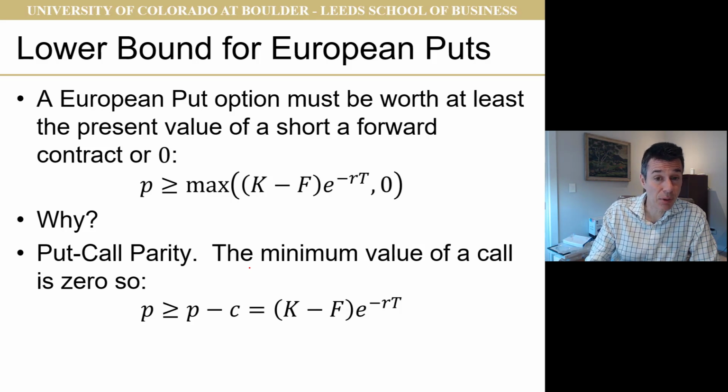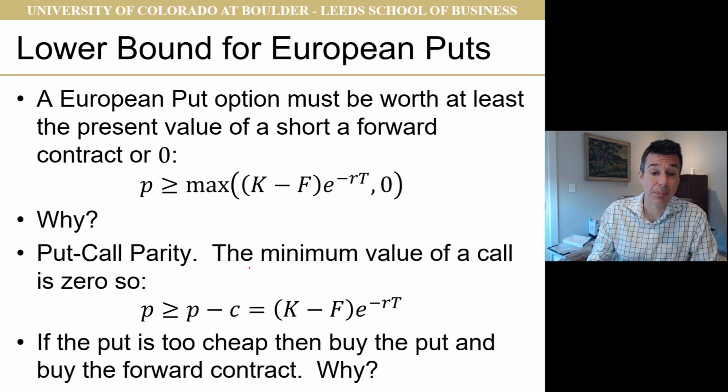Changing signs, we have minus call is equal to the present value of being short a forward contract. And now we have exactly the same argument: because the minimum value of a call is 0, the European put price is bigger than or equal to the put minus the call. Again, if the put is too cheap, then we buy the put and buy the forward. If we buy the put and buy the forward, what happens?